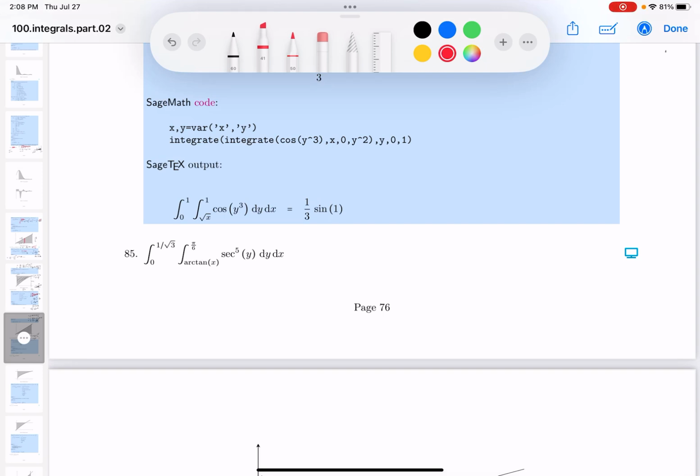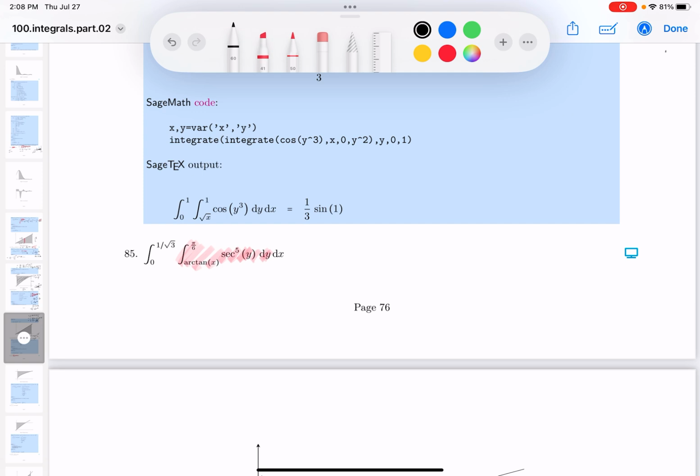All right, for 85, looking at it, I'm looking at this first, and it looks like a tough integration to me. Certainly we reduce the power, but I'm wondering if reversing the order might help me. So I want to write this down.